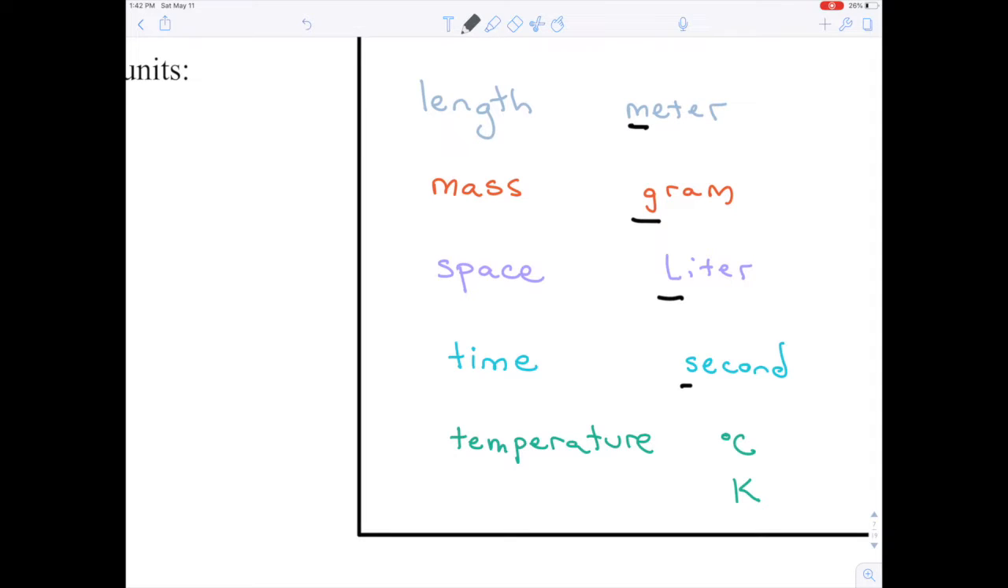So for length, it's the meter. For mass, it's the gram. For space, it's the liter. For time, it's the second. Sometimes that works out very nicely, those units. For example, a meter is about 3 feet, and if you wanted to measure a person or a table, a meter would be a good unit, because you won't get some crazy number. You'll get maybe 2 meters or 7 meters, but nothing insane.